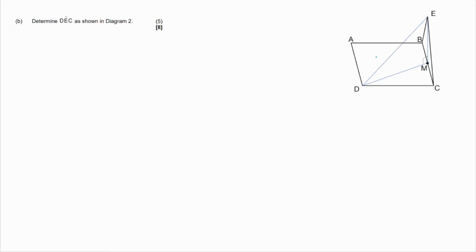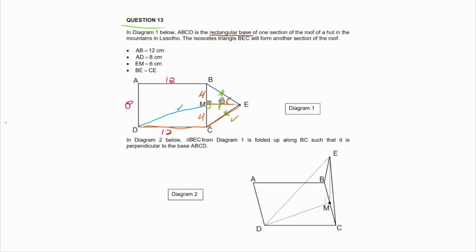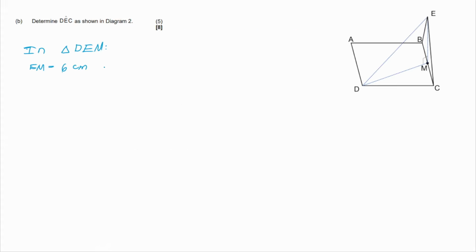Okay, so let's work with this. What I'm going to say is we're working in triangle DEM, right? So in that triangle, we have that EM is equal to 6 centimeters. I was going to say units there, but it's given as centimeters. So EM is 6 centimeters, that was given, and before we even do that, we need to look in triangle DMC, right? In triangle DMC, because we first need DM.